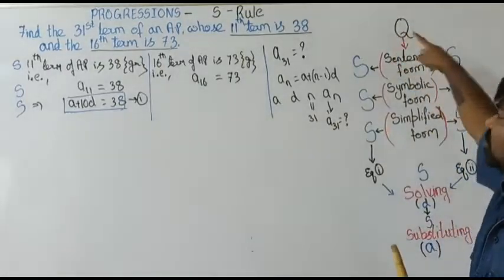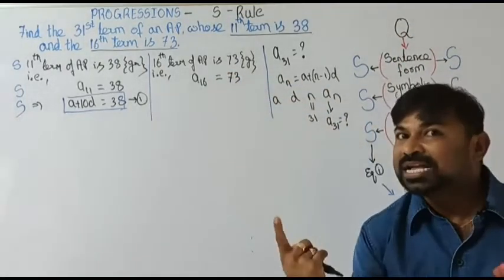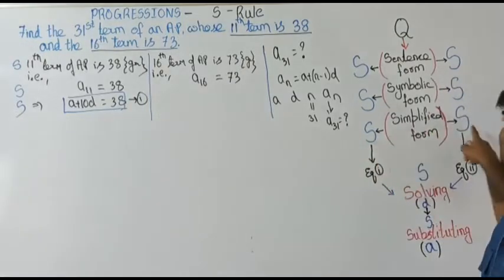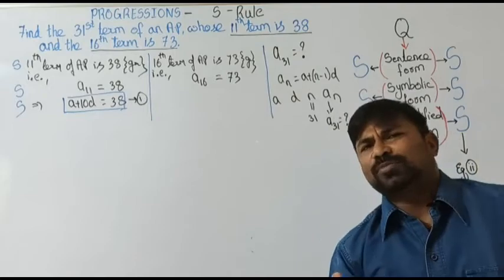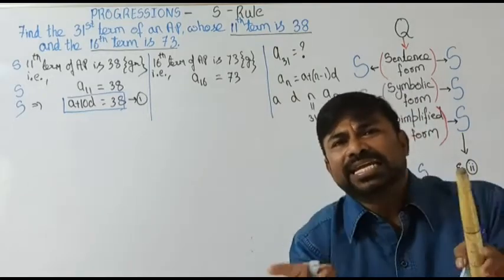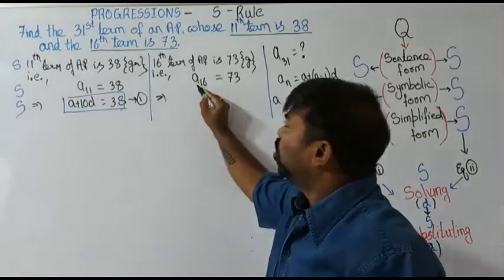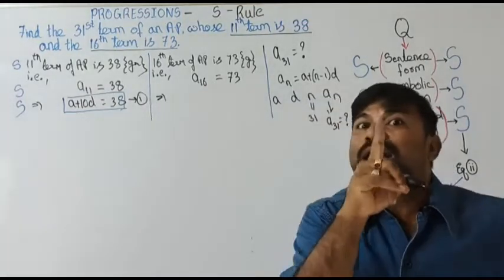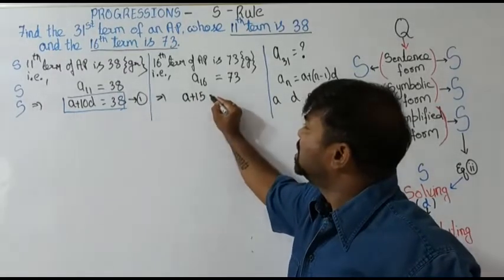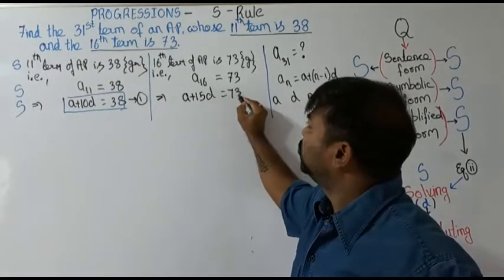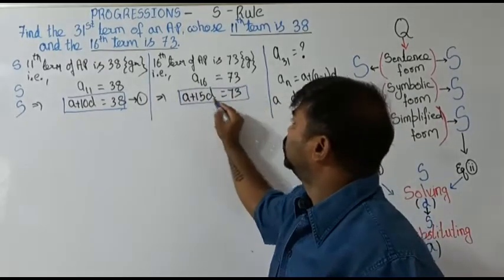So, from the question, we went for the sentence. Next, it is nothing but the symbolic form. Next, yes, you are guessing right. Simplified form. What's the meaning of simplified form? Writing in terms of A's and D's, which implies, what is A16? How to write? 1 less than that. A plus 15D is equal to 73. Now, it's nothing but equation 2.